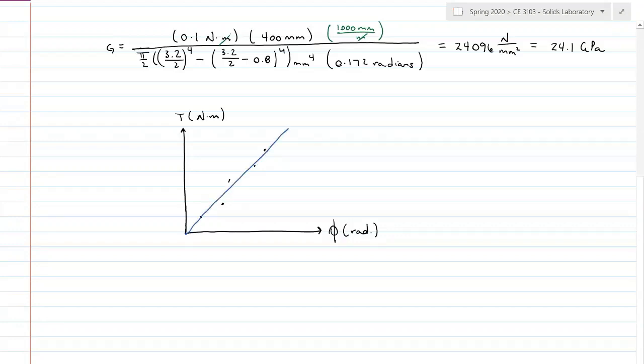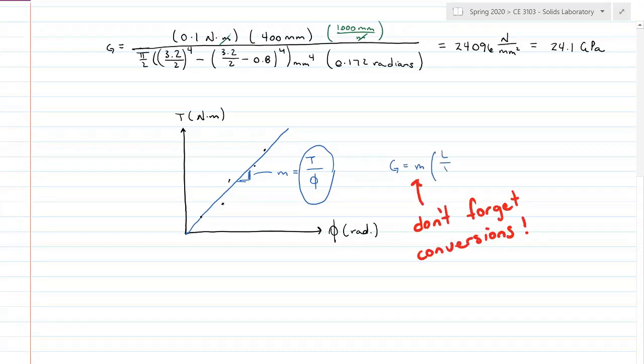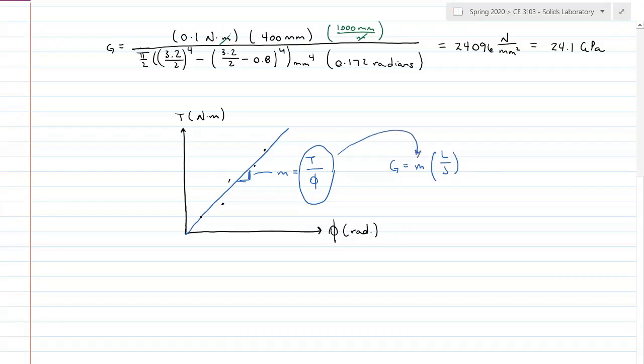Okay, I want you to do a best fit line. All right, and you're going to get a slope from this best fit line. The slope we represent as M, and M is rise over run. Okay, so that means we would have this value here from all 5 of our points that we can then plug into our G equation, which will be M, our slope, times L over J. This is what I mean by M. Okay, so that's what I want you to do.